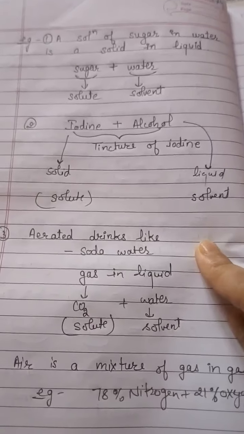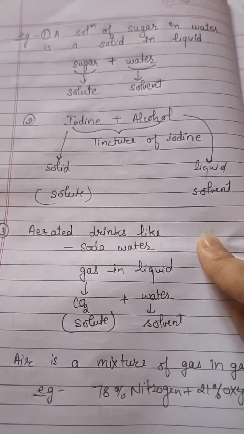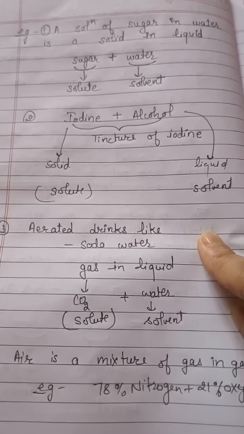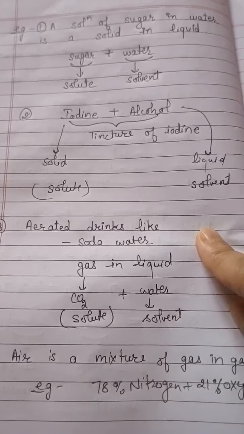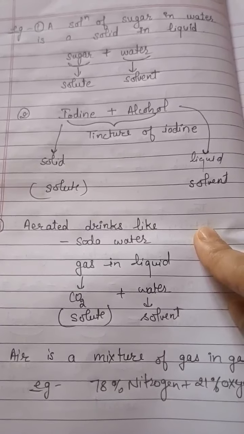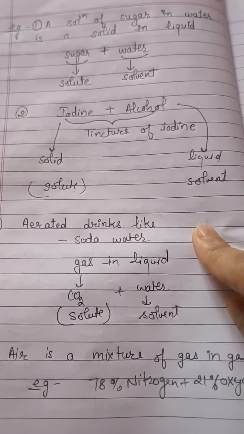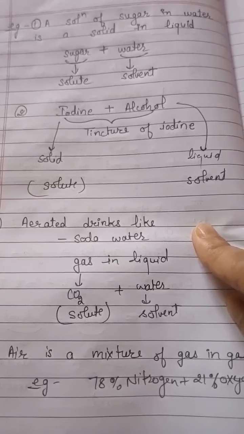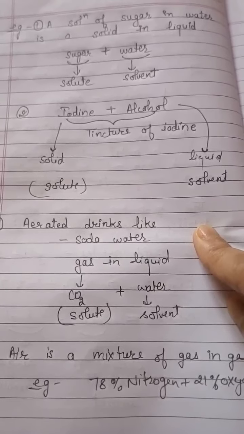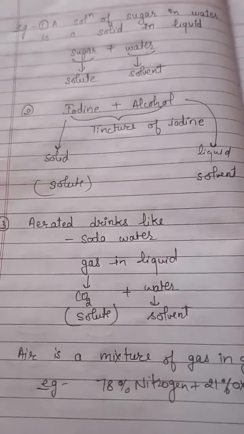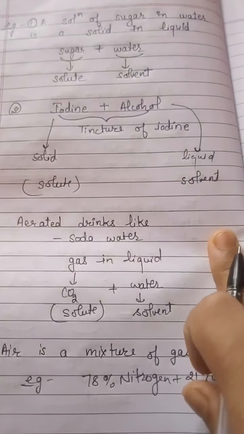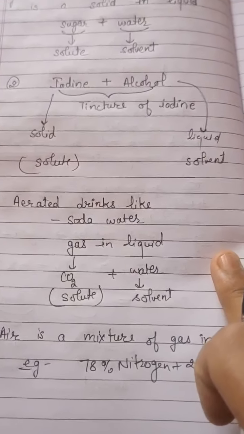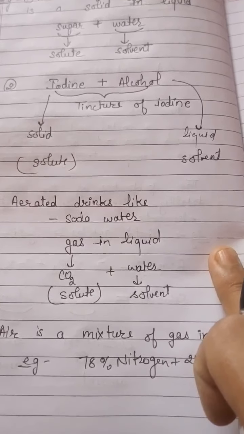Some other examples are sugar in water. In this case, sugar is solute, water is solvent. Second is iodine and alcohol. Iodine is solid, alcohol is liquid. The mixture of iodine and alcohol is known as tincture of iodine. It is used in hospitals for the cure of cut marks, etc. It is a purple or blue colored solution.